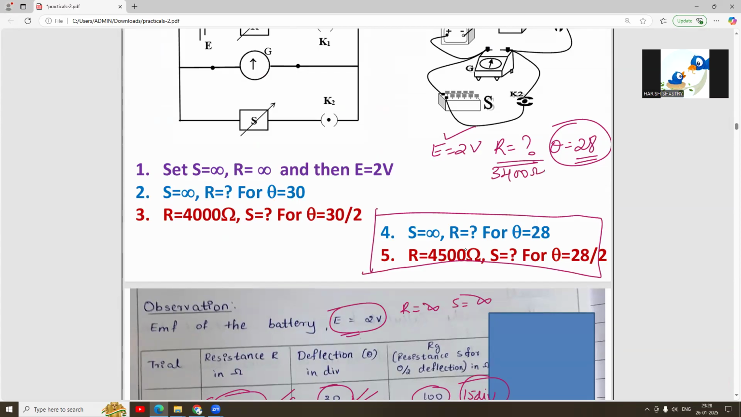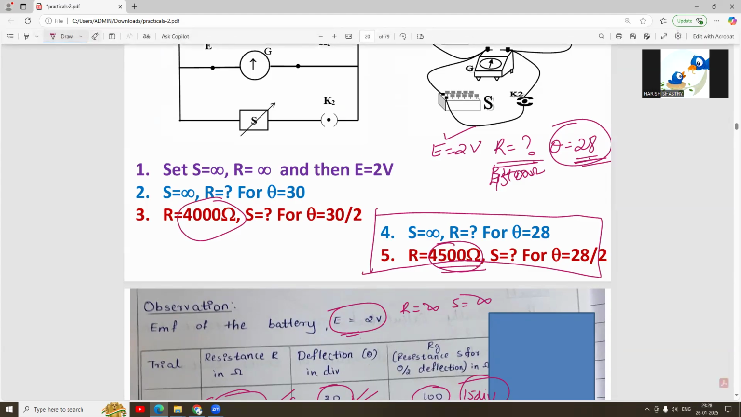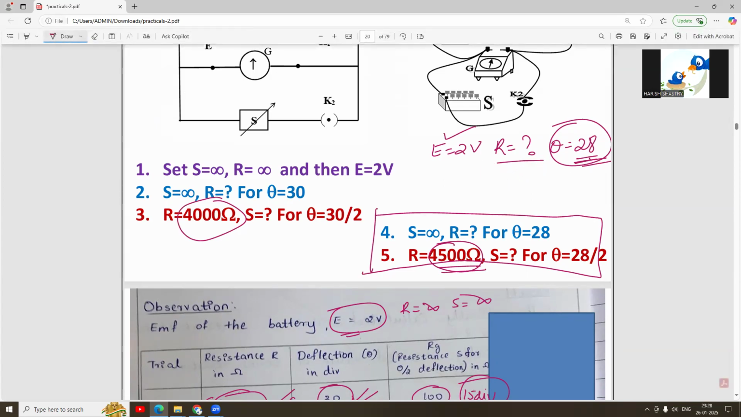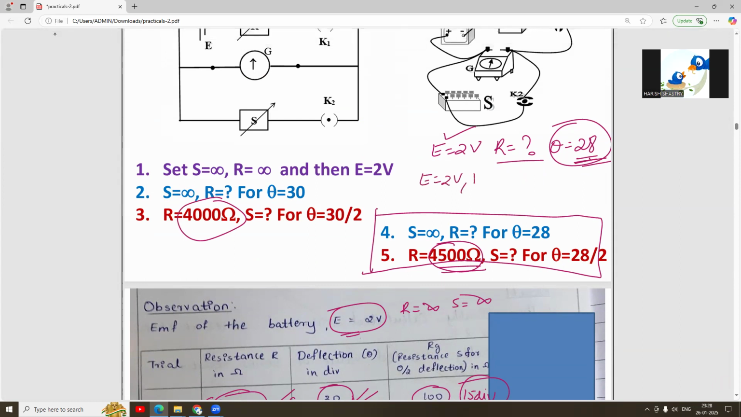Then because earlier it was 4000, here I have to take this value. If it is 4000, then it is 4500. So that deflection is 28. That is the next step. What about the very next step after this? That is like this. For E equal to 2 volt, R is equal to 4500. Then if you want theta by 2, that is 28 by 2, 14 divisions, how much S do you have to unplug? That is the next one.